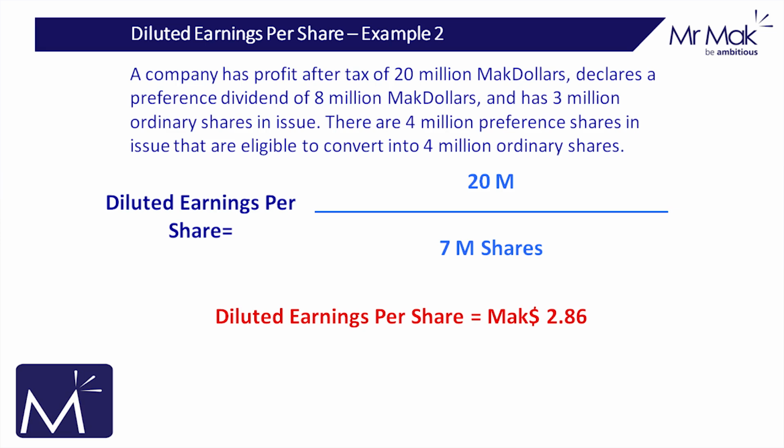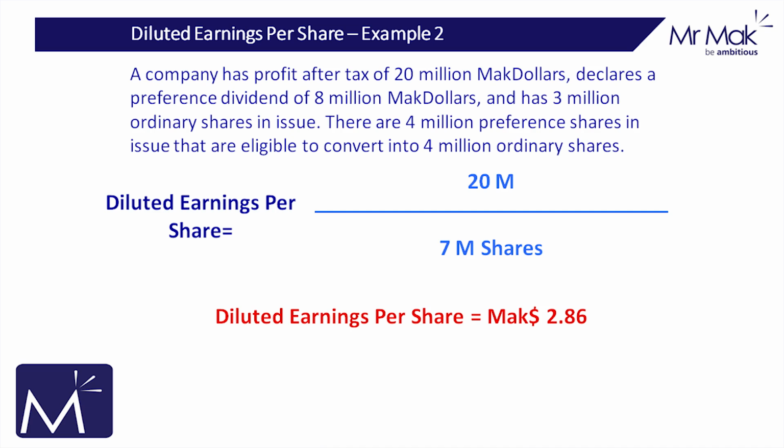Let's do another example. Say a company has profit after tax of $20 million. It declares a preference dividend of $8 million, and it has 3 million ordinary shares in issue. Now, within this company, there are 4 million preference shares in issue that are eligible to convert into 4 million ordinary shares. We would calculate the diluted earnings per share by first taking the profit after tax of 20 million.